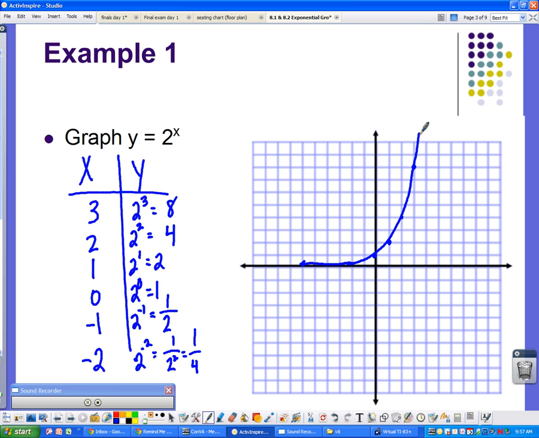Okay, so that's what your graph's going to look like. And then once it starts, it'll actually take off. So if I actually selected 4, it would be 432. So you can see how quickly it's going to take off. So let's actually do a couple of examples.